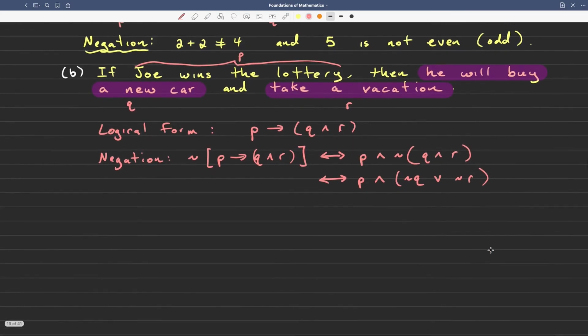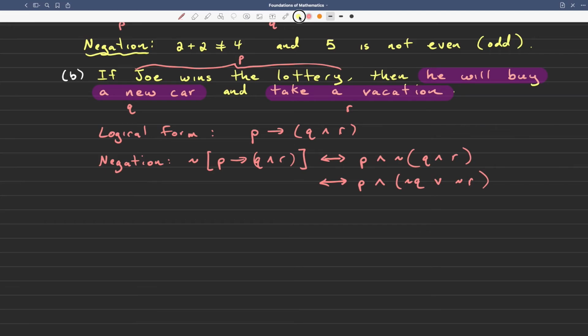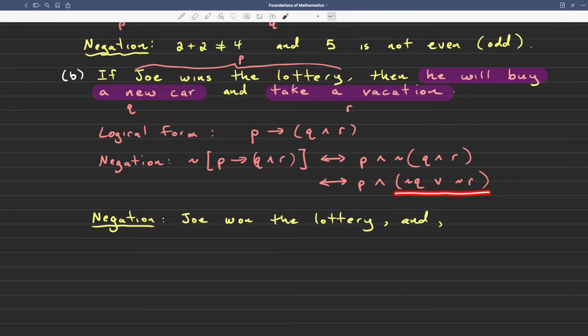So if I want to convert that into English, it would go something like this. Sometimes it's hard to think about the tense of it, like should I phrase it past tense, future tense? I'm not going to worry about that too much. Maybe I'll do Joe won the lottery, and then we've got the disjunction of not Q and not R. So it'd be and either this or that. So Joe won the lottery and he will either, maybe I should be careful not to use either. That gives a sense of exclusivity to the or, which we don't have. And he will buy a new car, or he will not buy a new car. Got to negate it. He will not buy a new car, or he will not take a vacation.